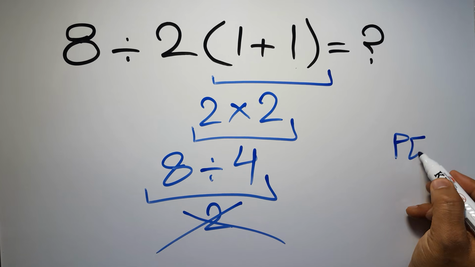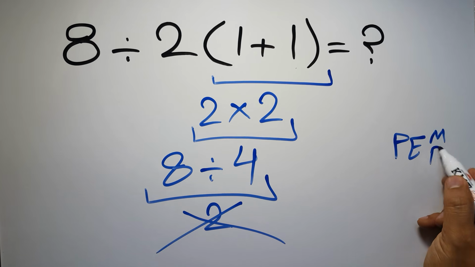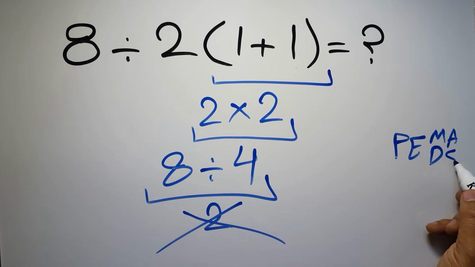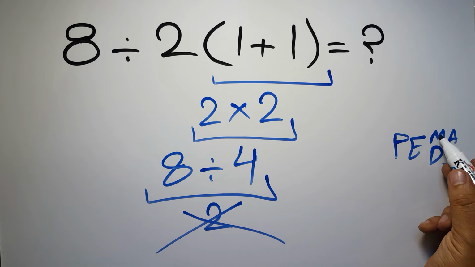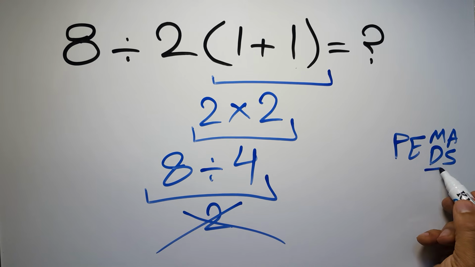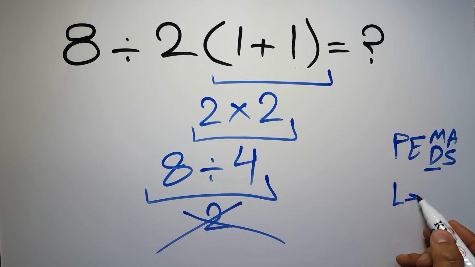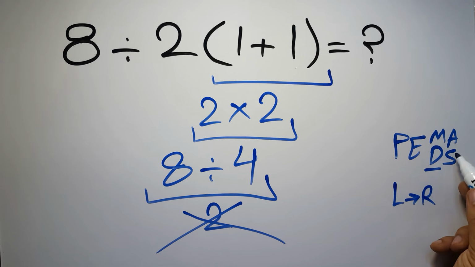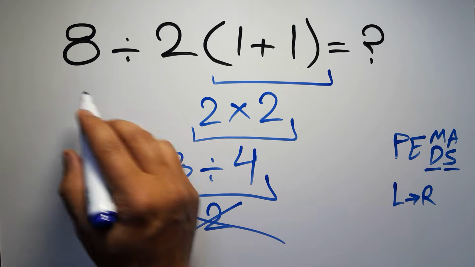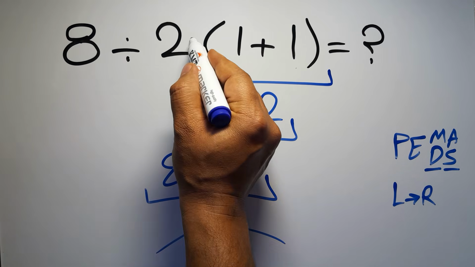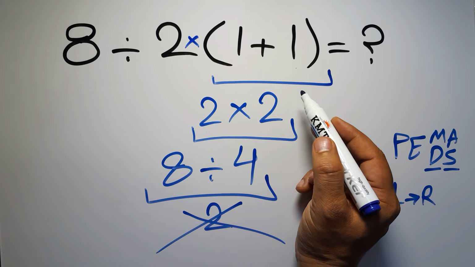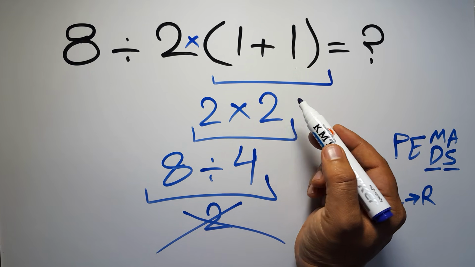do parentheses, then exponents, then multiplication or division, and finally addition or subtraction. Remember that multiplication and division have equal priority and we have to work from left to right. And the same applies to addition and subtraction. In this expression, we have one division, one multiplication, and one parentheses. Inside this parentheses, we have one addition.